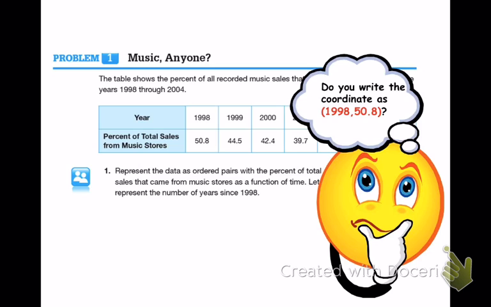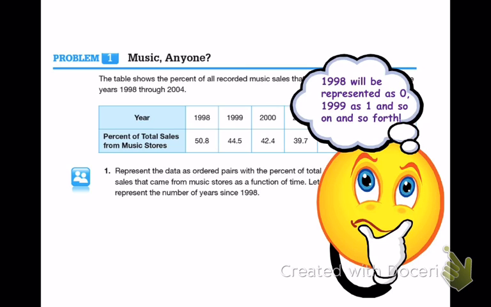This is not how we're going to write it. Do we write the coordinate as 1998, comma 50.8? The answer is no, because X represents the number of years after 1998. So 1998 will be represented as 0. 1999 will represent year 1. That's one year since 98. 2000 will be represented by year 2, and so on.